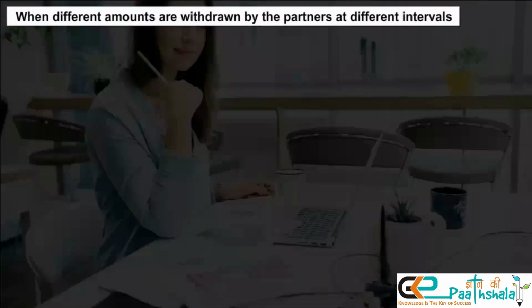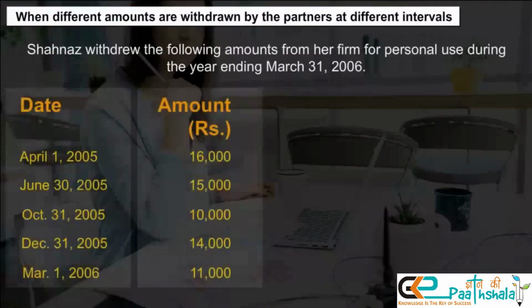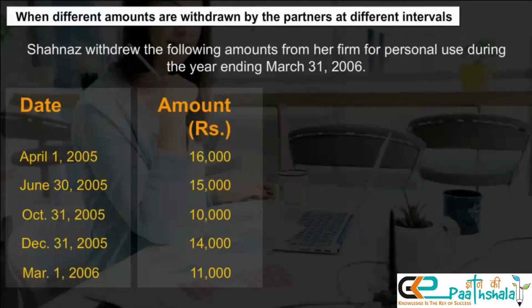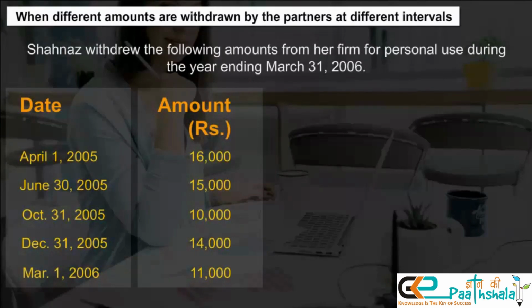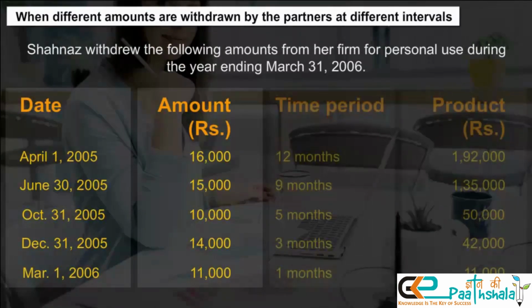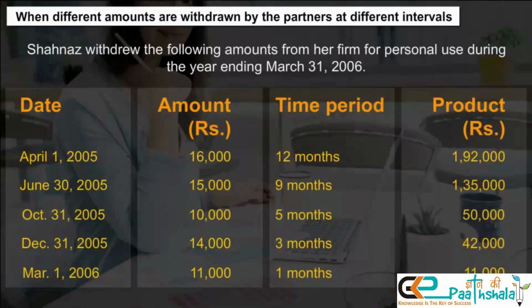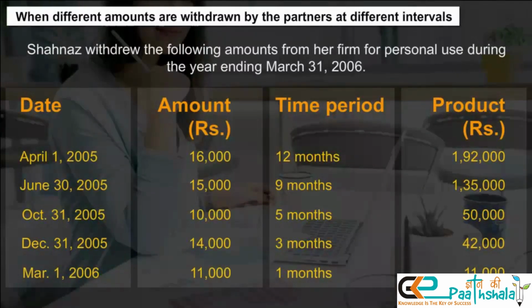For example, Shehnaz withdrew the following amounts from her firm for personal use during the year ending March 31st, 2006. Calculate interest on drawings by product method if the rate of interest to be charged is 7%.